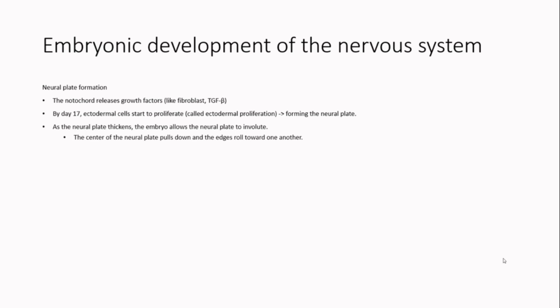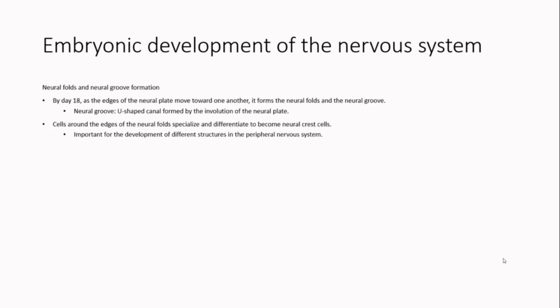And this occurs on day 17. The ectodermal cells will start to proliferate. This process is called the ectodermal proliferation. It will form this neural plate, and this neural plate thickens, and the embryo will allow this neural plate to involute. And when it does that, the center of the neural plate pulls down and the edges roll towards one another, and that's when we get the neural groove and the neural folds.